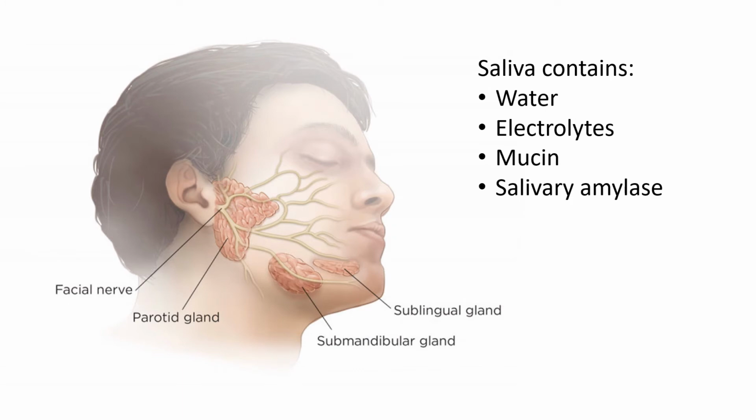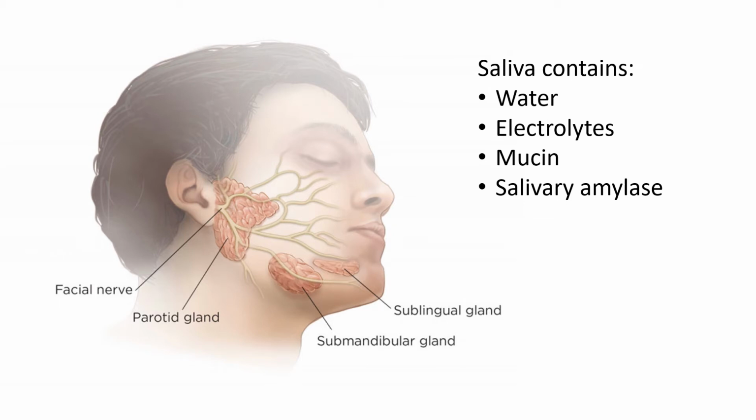Interesting picture here shows the facial nerve and how it works to stimulate those three sets, or pairs, of salivary glands. If you are dehydrated, you may notice that when you start to eat or drink, you may have some pain as those salivary glands try to produce their saliva. So here's what saliva contains.